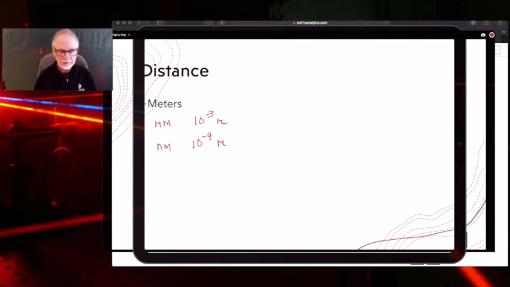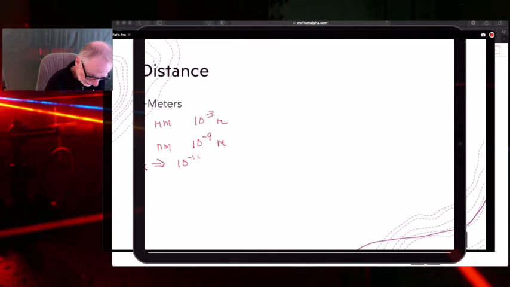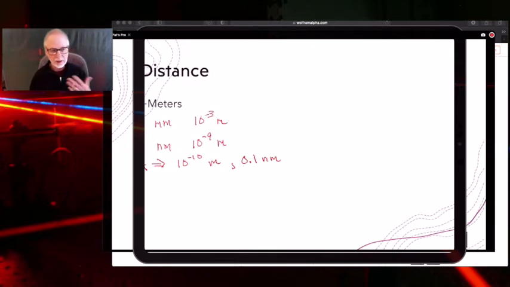The hydrogen atom, for example, has a size of roughly 10 to the minus 10 meters, which corresponds to 0.1 nanometers. Okay, so when we talk about nanotechnology and things like that, we're talking about things that are really, really, really quite small.